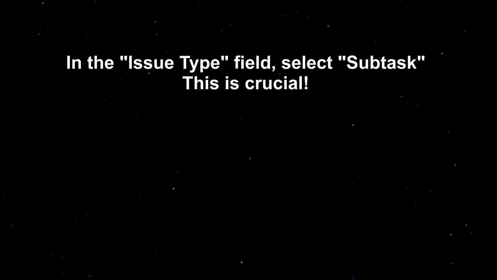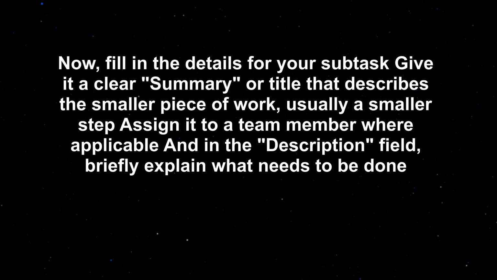To create a subtask, start by clicking the Create button or the plus icon in Jira, located within your project. In the Issue Type field, select Subtask. This is crucial. Now, fill in the details for your subtask. Give it a clear summary or title that describes the smaller piece of work, usually a smaller step. Assign it to a team member where applicable, and in the description field, briefly explain what needs to be done.